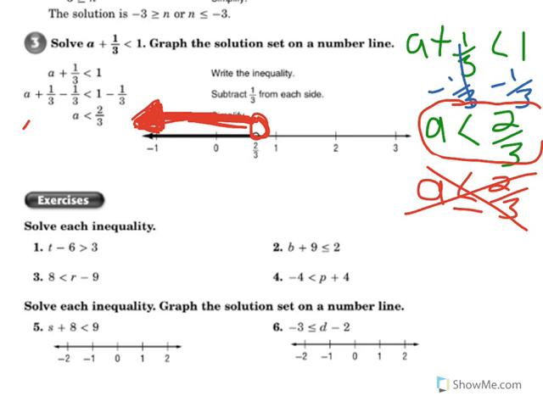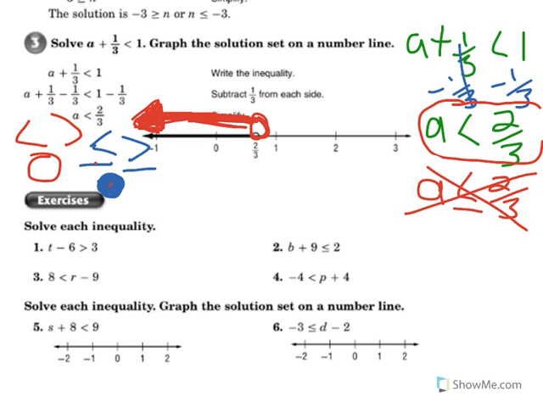So if it does not include your number, meaning you have less than or greater than, you're going to have an open circle. However, if it does include your number, so if it says less than or equal to, or greater than or equal to, that is going to be a filled in circle, because when you go to graph it, you're saying it includes this number, so I'm going to color it in. So keep that in mind when you put your circles or dots on your number line, whether it's going to be an open circle or a closed circle. That's what determines it.